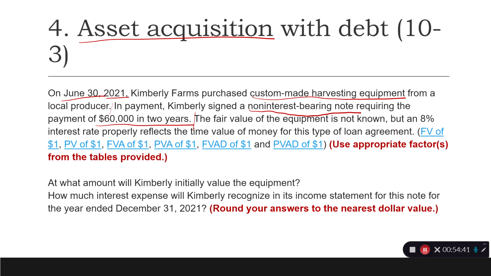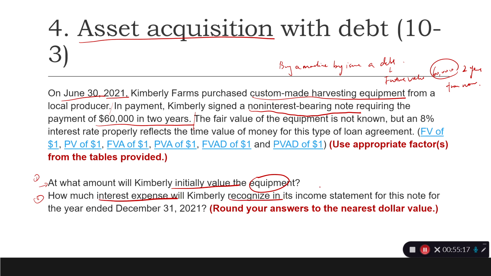Okay, so in other words, they bought a machine by issuing a debt, right? And we know this debt has a future value of $600,000 2 years from now. The question: at what amount will Kimberly initially value this equipment? That's question 1. Question 2 is how much interest expense will Kimberly recognize in the income statement for these notes for the first year of borrowing, right?